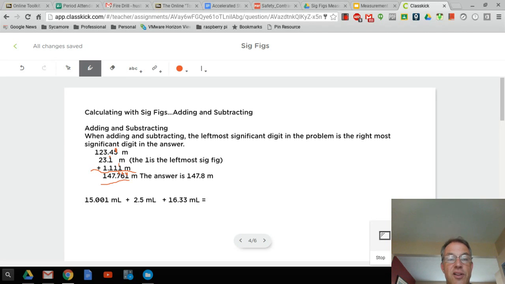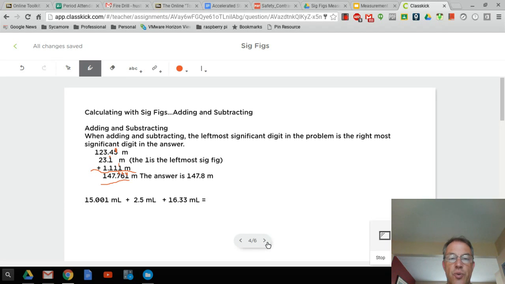What does this tell us then? Well, look, all that we're certain of and 3 that we're uncertain of. We can only have 1, and it's the first one. So we can keep this guess right here. How do I round? 5 and above, round up. 4 and below stays the same. This is 6, that's above 5, 147.8. That's how we do it. Now, that's for addition and subtraction.